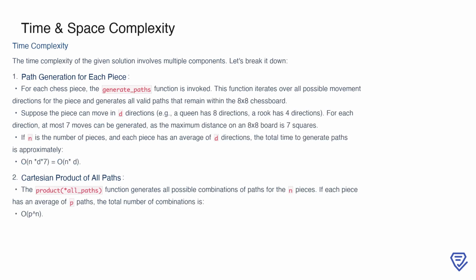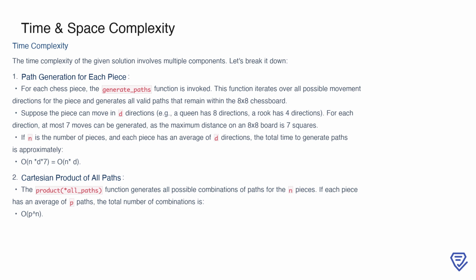To analyze the time complexity of the solution, we need to break it into its components. First, the time required to generate paths for each chess piece. For a given piece, the generate_paths function calculates all possible moves in each direction while staying within the boundaries of the chessboard. For example, a queen, which can move in 8 directions, generates up to 7 moves per direction, as the maximum distance on an 8x8 board is 7 squares.